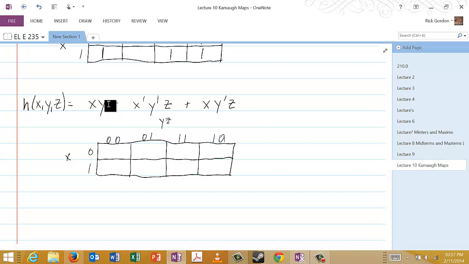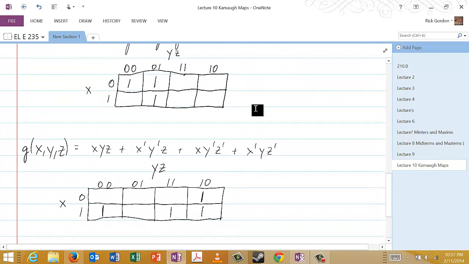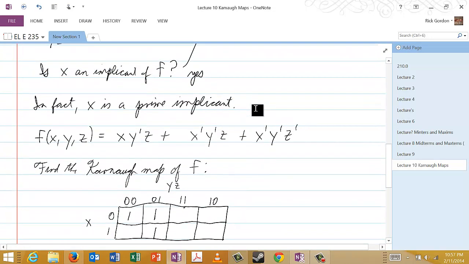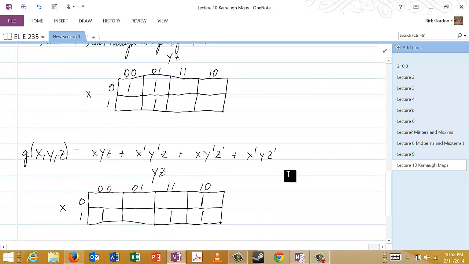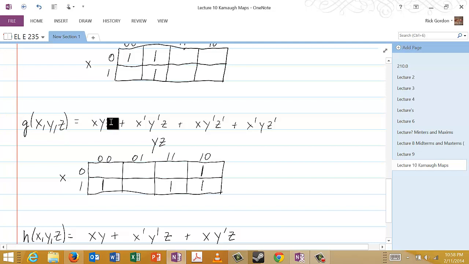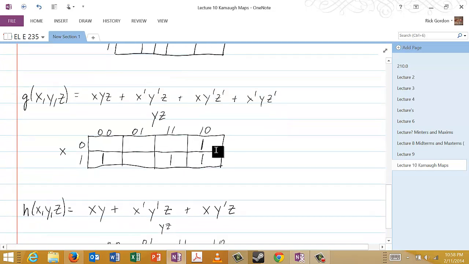Well, let's look at our previous problems. In the examples we've looked at so far, this is a min-term expansion for f. And each one of these min-terms corresponded to exactly 1, 1 in the Karnaugh map. So since we had 3 min-terms, we had 3 1s. Likewise here, this is a min-term expansion of g. We have 4 min-terms in this expansion, and there are 4 1s in the Karnaugh map.